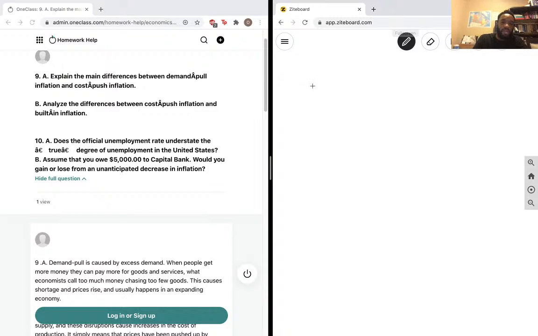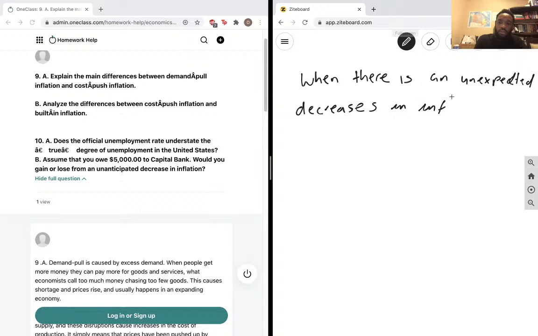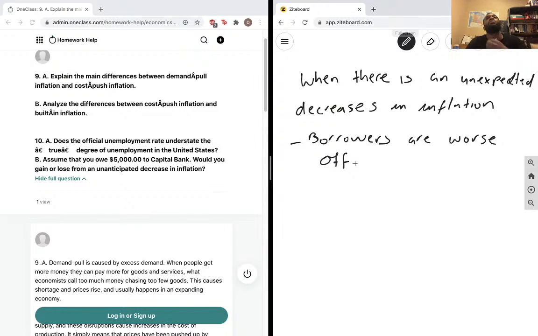So basically what we get from that is when there is an unexpected decrease in inflation, borrowers are worse off, and that's because the money you borrowed is valued higher than what it is today, and you're basically paying back more than you would normally be paying back. And lenders are better off.